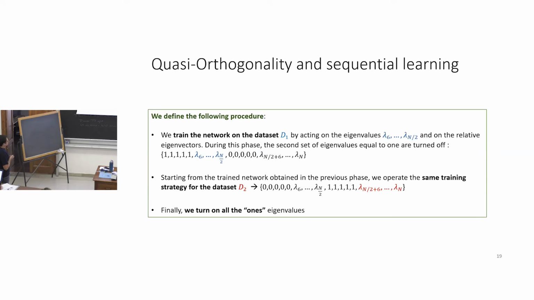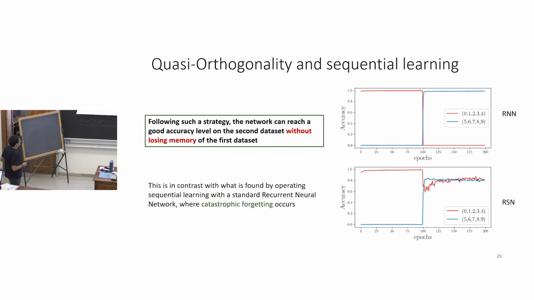So we train the network on this first data set, and then we start to train the network on the second data set, starting with the parameters we obtained after the first training, and we do exactly the same thing. So we switch on the second part of the memory, and we turn off the first part of the memory. And when I say memory, I mean the eigenvalues equal to 1. And after this second training, at the end, we turn on all the eigenvalues equal to 1, and so now the memory is all accessible.